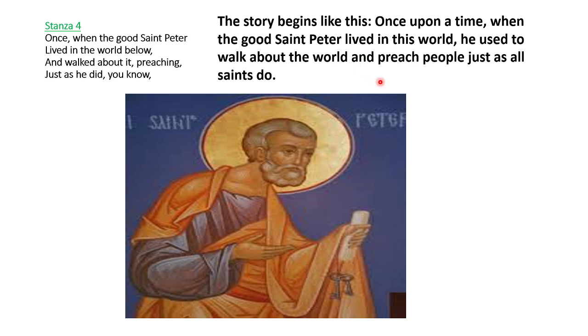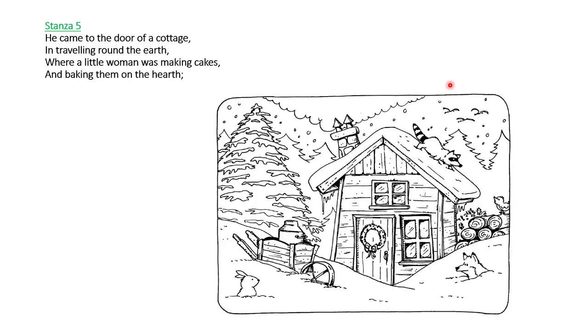So, this is a story about one Saint Peter who lived in this world, and while he was living in this world, he used to go on rounds to preach to people just as all saints do. So, he came to the door of a cottage in traveling round the earth, where a little woman was making cakes and baking them on the hearth.